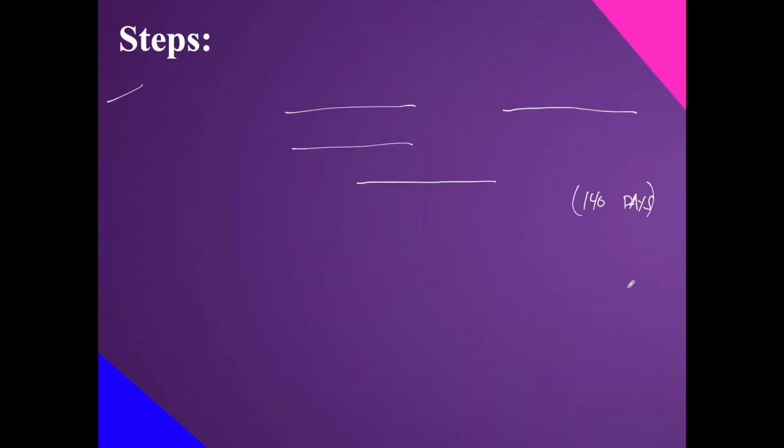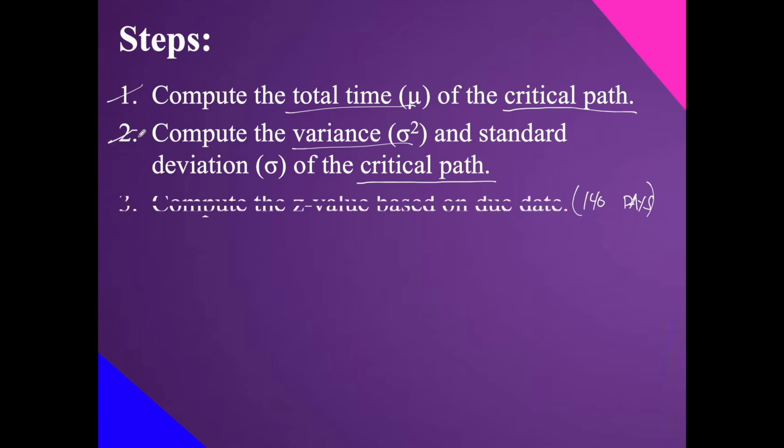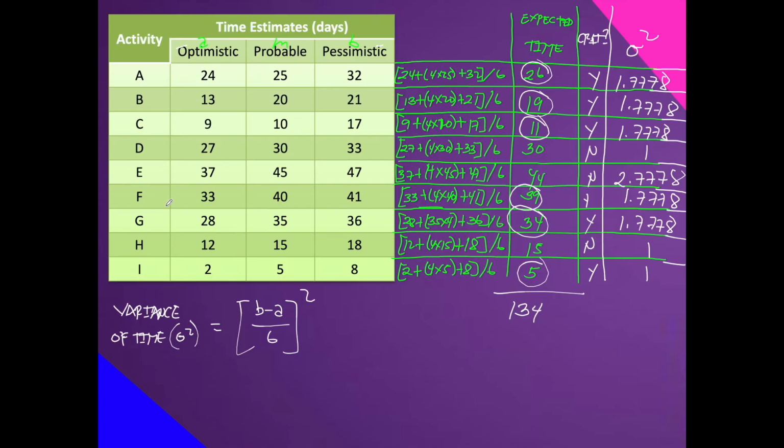Next, let's check our steps. Where are we in the steps? So, okay. Compute the variance and standard deviation of the critical path. But we were very diligent. We computed all of them, not just the critical path. Compute the z-value based on due date. I hope you still remember the formula for the z-value from your statistics subject. I'll put it here so you remember: Z-value is equal to x minus mu all over sigma.